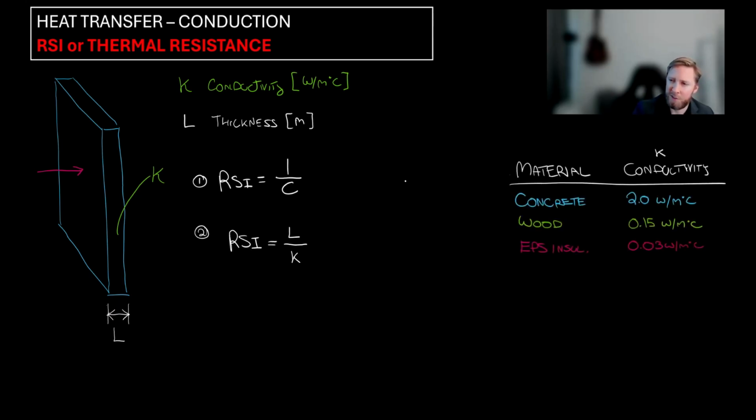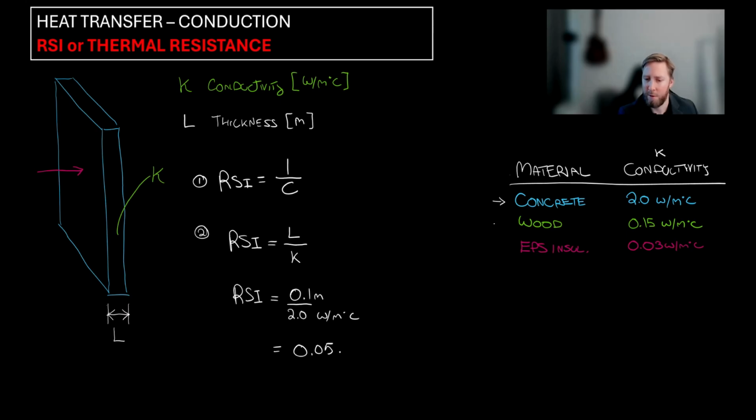Let's pull up our materials again, and we'll take a look at concrete again. So RSI equals thickness, and we're going to use the same 0.1 meter. And the conductivity in this case is 2.0 watts per meter Celsius. If we solve for this, we get about 0.05, and the units become meter squared degrees Celsius over watts.